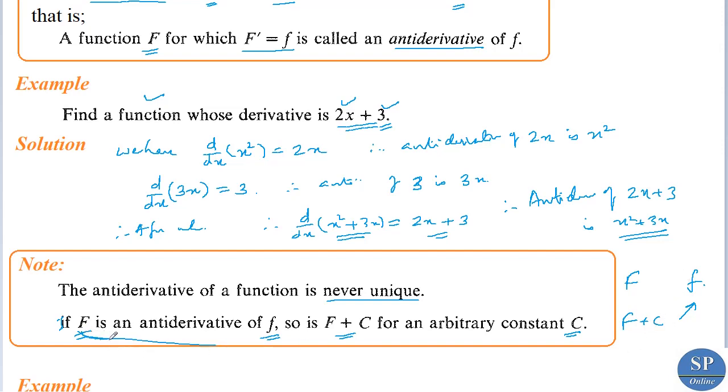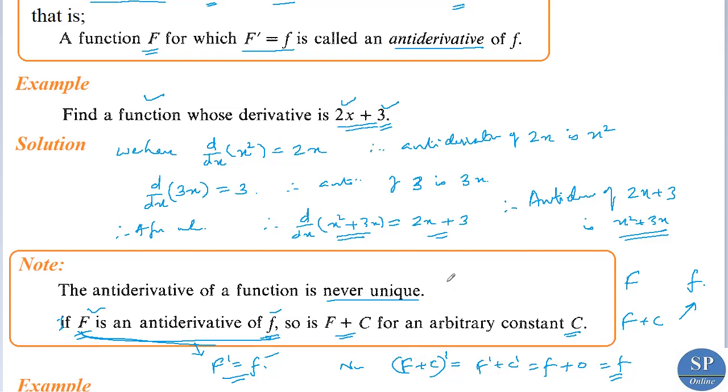Because we know F is an antiderivative of f means we have F dash is equal to f. Now we have F plus c dash, where c is a constant. This is nothing but F dash plus c dash. The derivative of c is 0 because c is a constant. So this is equal to f. So the derivative of F plus c is nothing but f itself. So we can say that F plus c is also an antiderivative of small f.